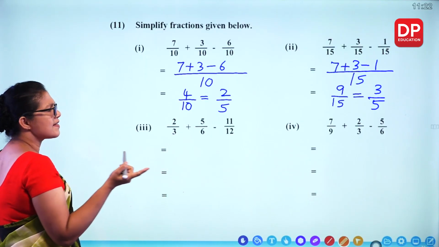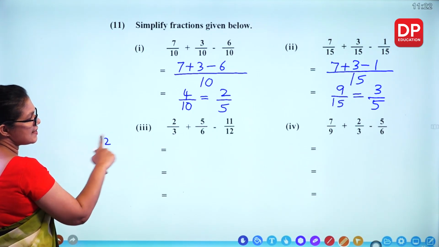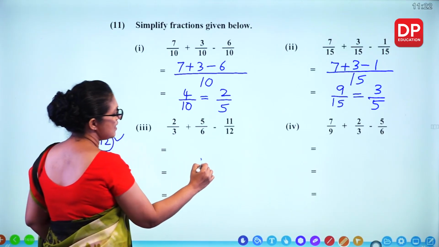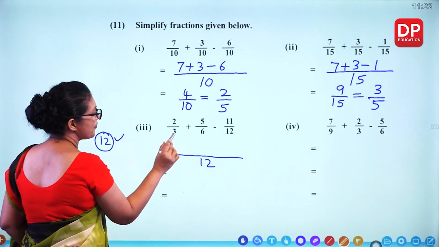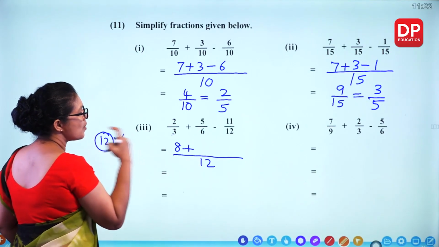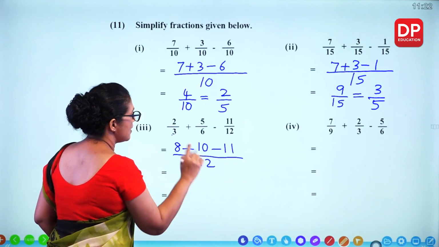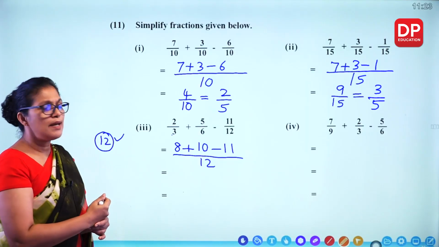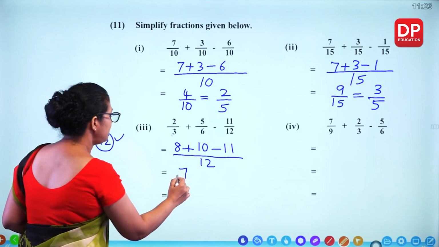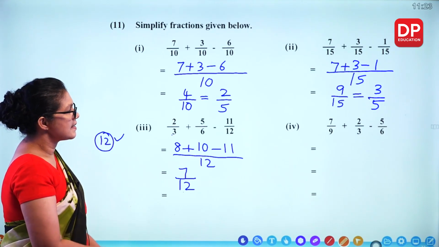Next one, 3, 6, 12. What's the lowest common multiple? Biggest number is 12 and see this is divisible by 3 and 6. Yes, that means 12 is the lowest common multiple. 4 times 3, 12. So 4 times 2, 8. 6 to 12 multiplied by 2. 2 times 5, 10. And here 18 minus 11. You get 7 out of 12. So you can't simplify, just keep as it is.